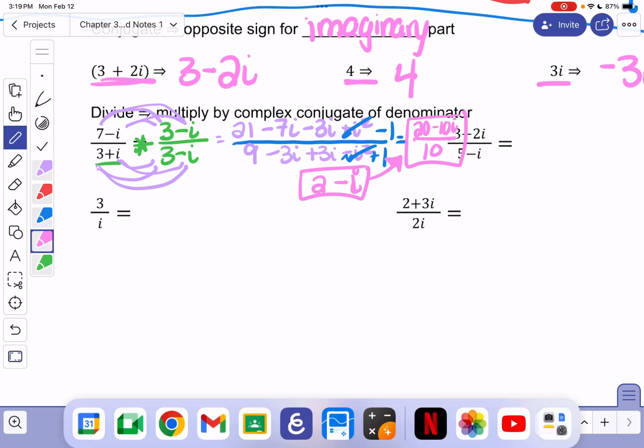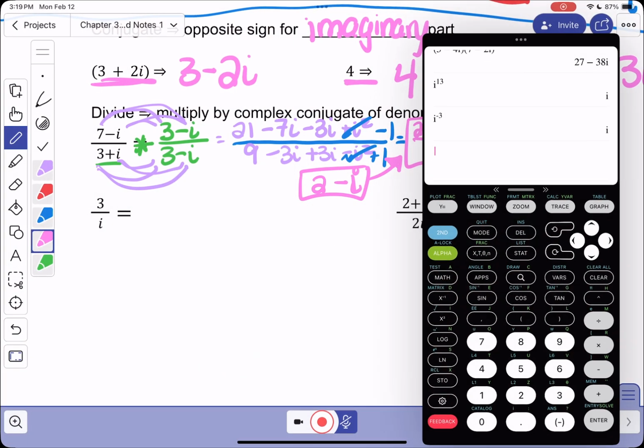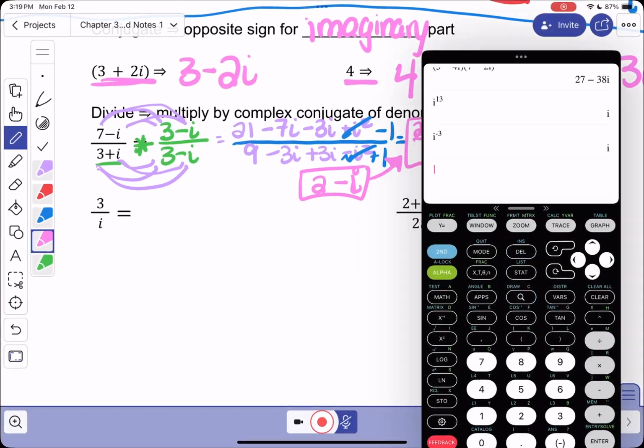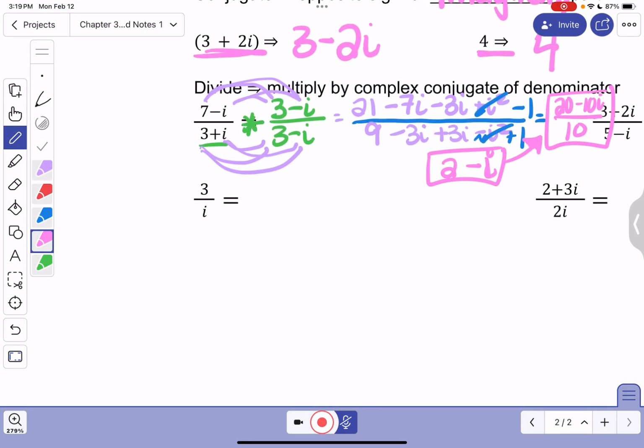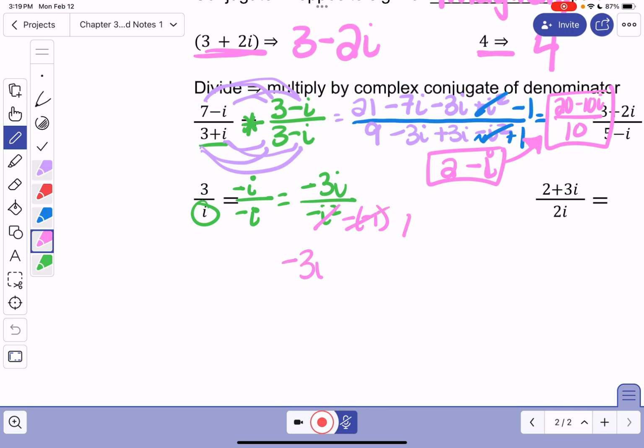Now again, I can do that. Well, let's do one more first. Down here, the bottom is i. So our conjugate is just negative i. Because we only have one term, we just multiply. 3 times negative i is negative 3i. i times negative i is negative i squared, which is saying negative times negative 1, which is really positive 1. So we just get negative 3i.